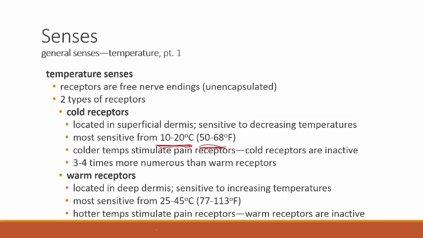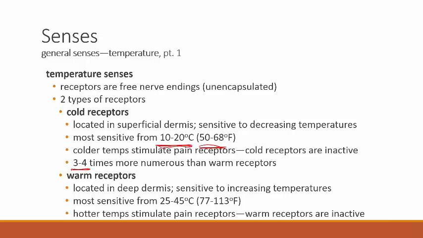If you get colder than 10 degrees Celsius, then that will stimulate pain reception rather than that sense of cold. So the cold receptors go inactive at temperatures below 10 degrees C, and it's only pain reception that we feel. And they're relatively abundant, especially compared to the warm receptors.